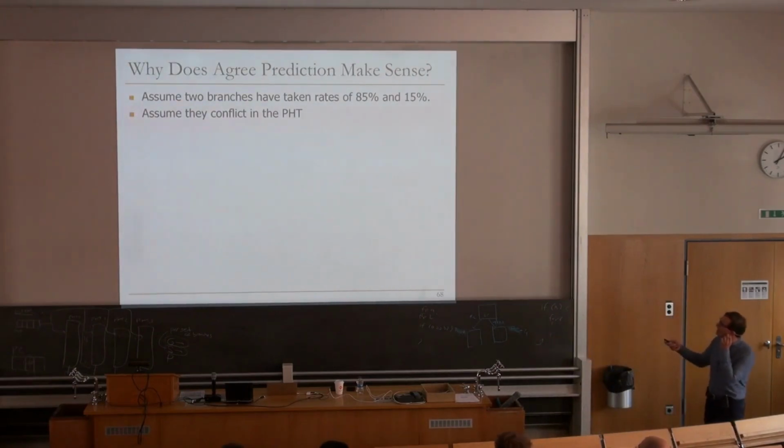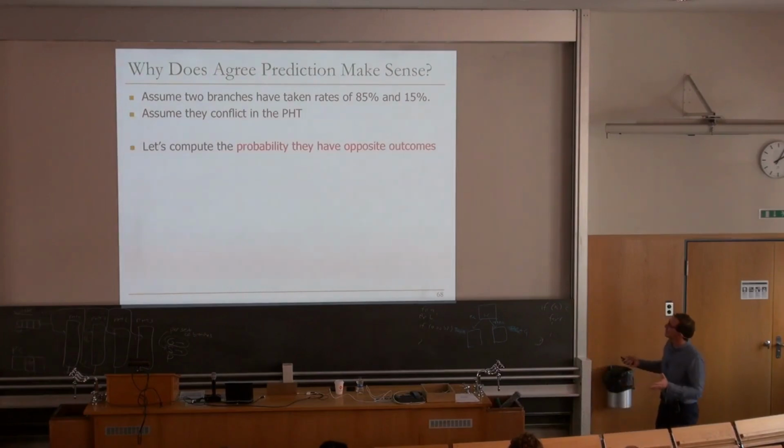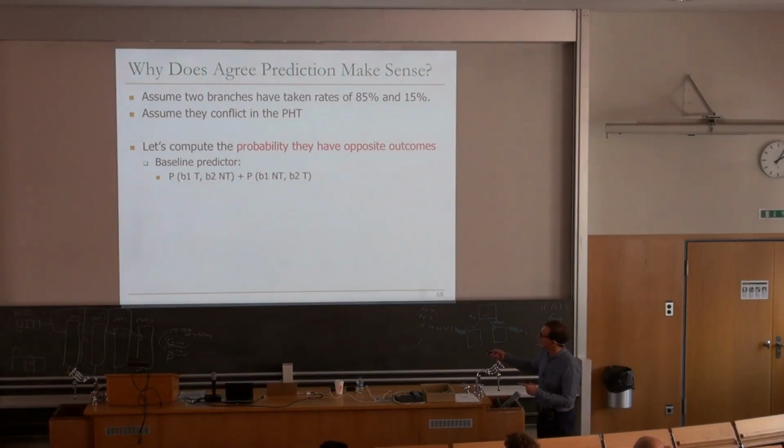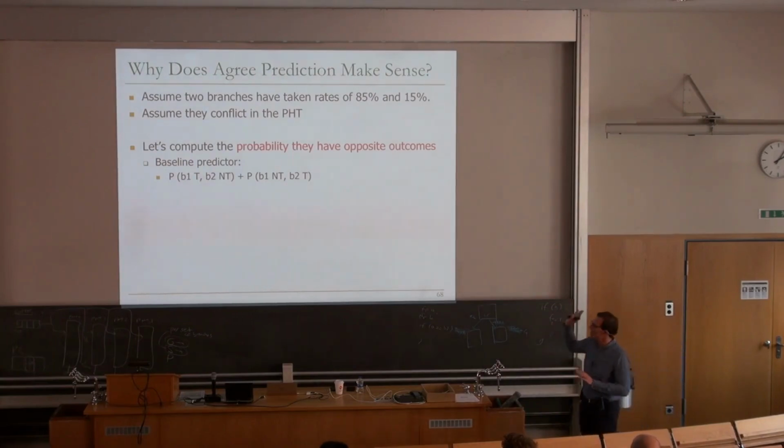Assume two branches have taken rates of 85% and 15%. Assume they conflict in the PHT, the pattern history table. They go to the same counter. Let's compute the probability that, at that same counter, they have opposite outcomes. In the baseline predictor, this is the probability of misprediction: the probability that B1 is taken and B2 is not taken. They're mapping to the same place, and one of them is saying taken and the other is saying not taken. As a result, they're destroying each other's prediction. Or it could be the other way around: the probability that B1 is not taken and B2 is taken. I'm, of course, simplifying this because we're not taking into account the hysteresis and all of that, but think about a single bit.